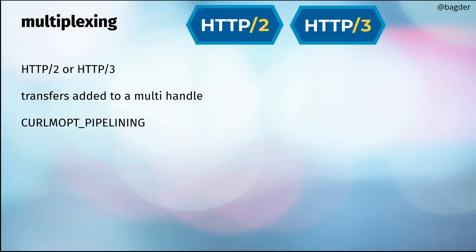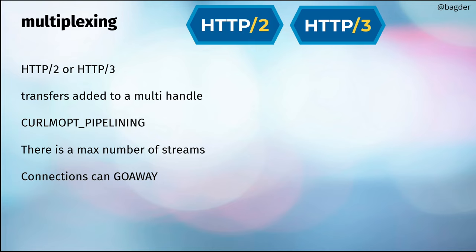Also, you have to enable multiplexing with this option. It's a curl multi interface option. It's called pipelining for historical reasons, but you enable multiplexing with that, or you ask for multiplexing. Please use multiplexing if you can. And there's a maximum number of streams, and a stream is a transfer over a connection. So there's a certain number of transfers you can do over a single connection until curl will start a new connection for the next transfer.